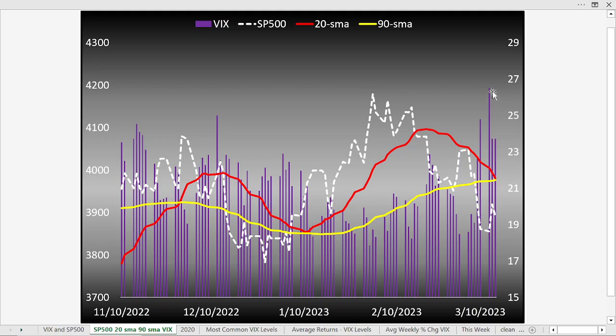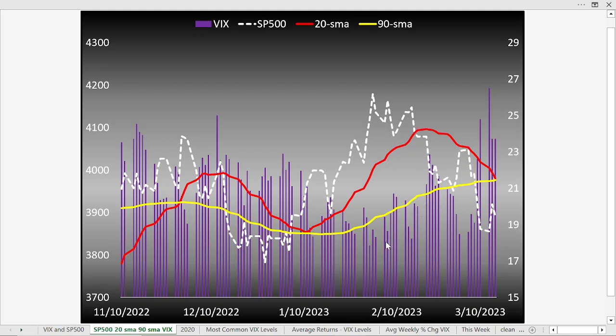We can compare this also to the moving averages based on the S&P 500. The red line is a 20 simple moving average. The yellow line is a 90. The reason why we included the moving averages is to demonstrate overall when the market tends to trend higher. So we can see here towards the latter part of January, early February, when the S&P 500 rallied higher, the red line, the 20 simple moving average, trended higher and separated from the 90 simple moving average, the yellow line.